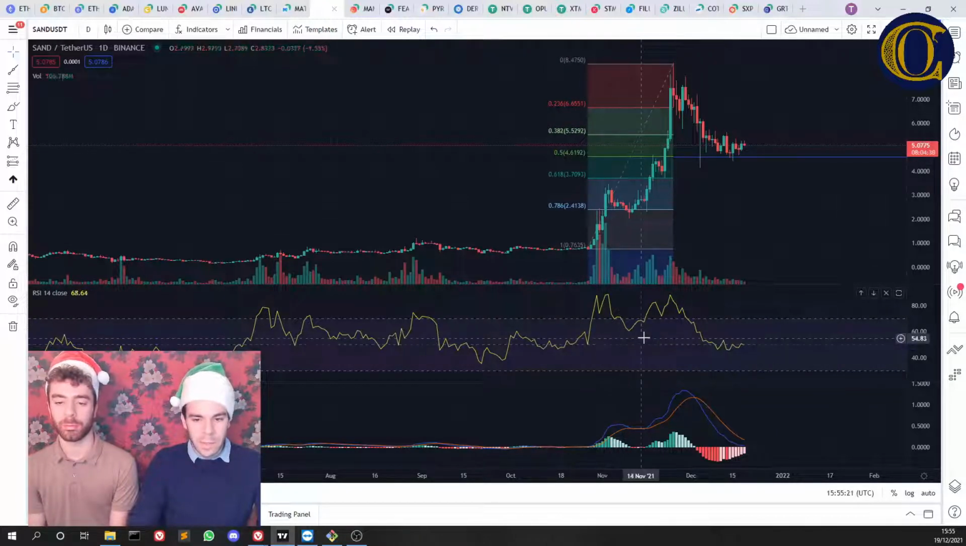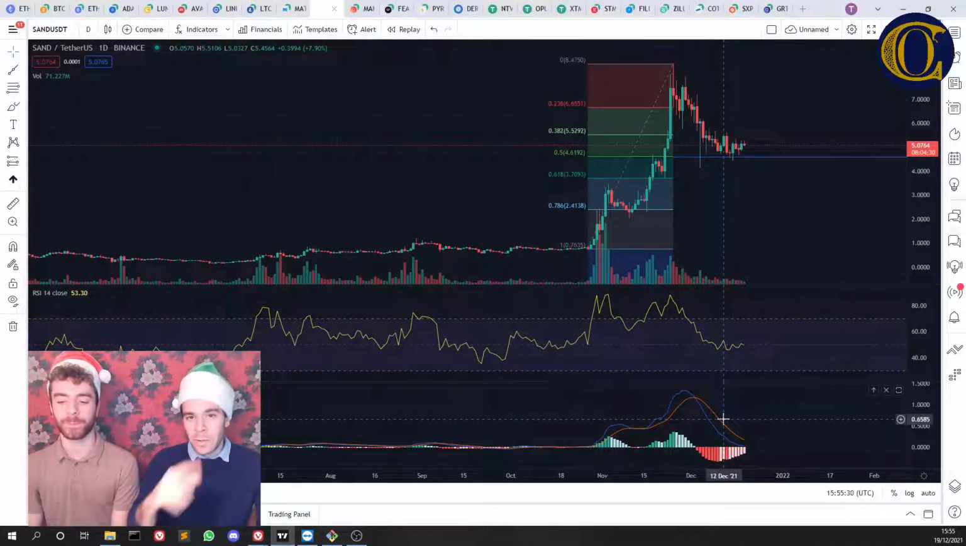If we look at the RSI, we're going back to a mid-level, which is neither overbought nor oversold. So we're kind of balanced. Bulls and bears are balanced. If you look at the MACD, it usually goes in cycles. So we're just at the end of a downturn cycle.